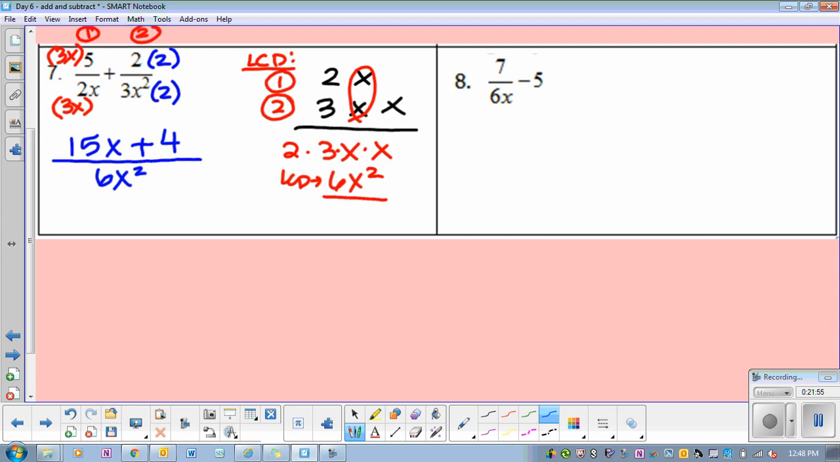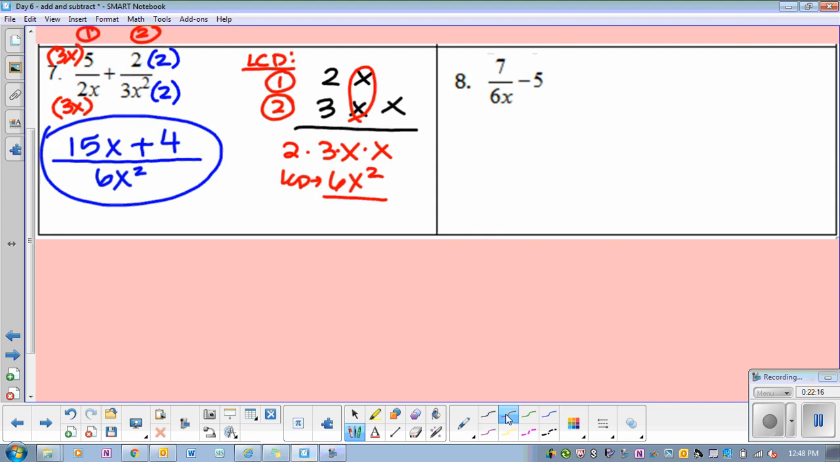Can you factor this? No. So you just leave it. You can't do anything else. You can't simplify it, so this is it. Okay? All right, so let's look at number 8.